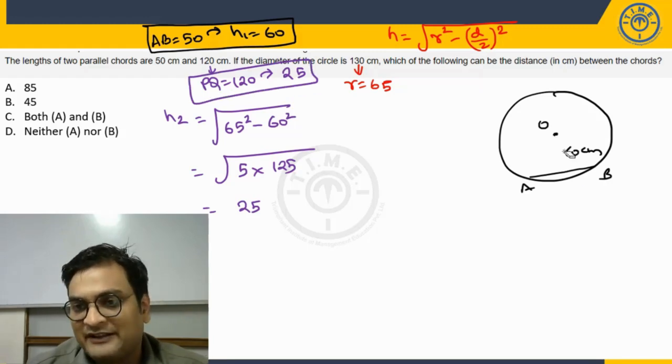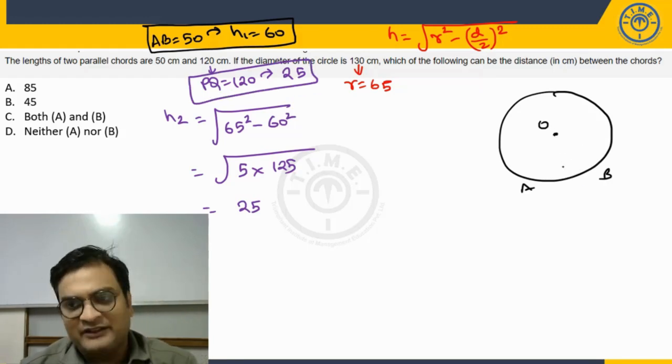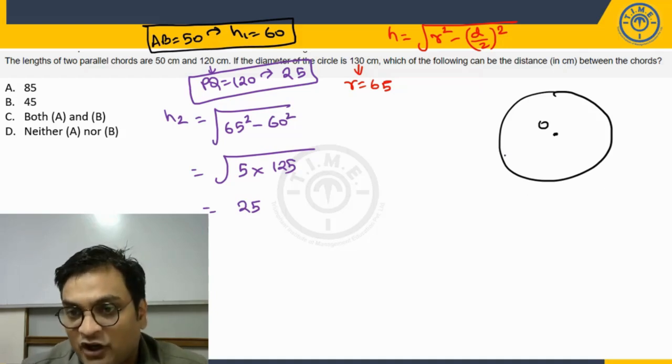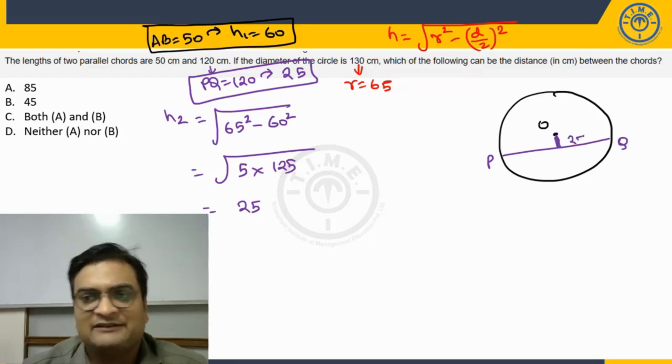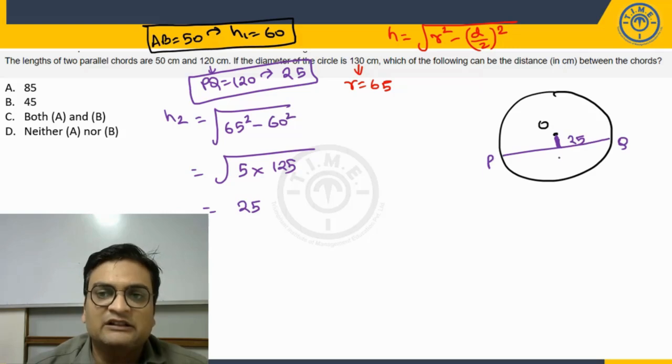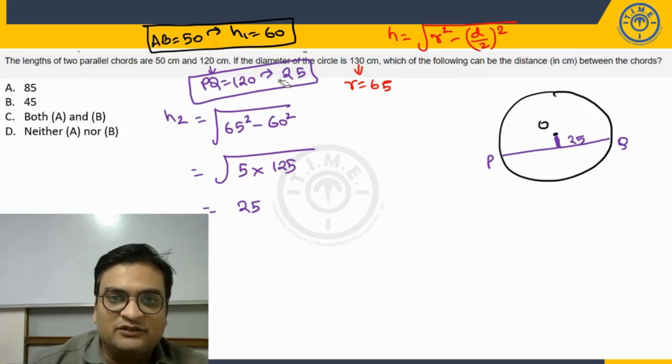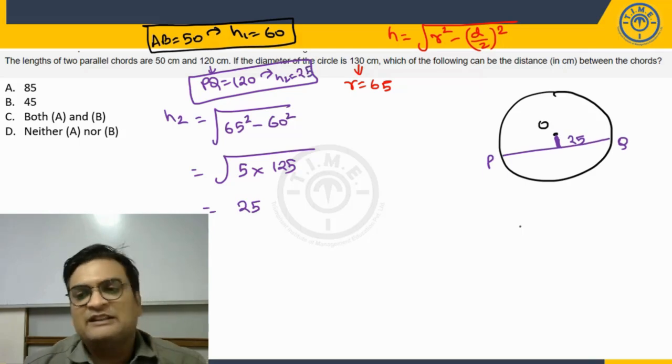So that means if I take the same circle, same center, but this time I am taking the chord PQ, the distance from the center to the chord PQ is going to be 25. So H1 is known, H2 is known.